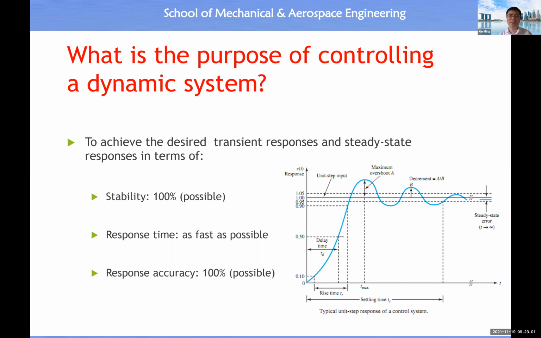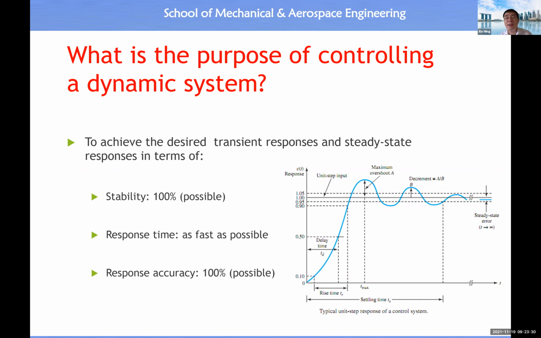The answer is to further improve the dynamic response, in order to meet the desired transient response and the desired steady state response. All right. So these are the two major goals for you to make use of the result in control theory.